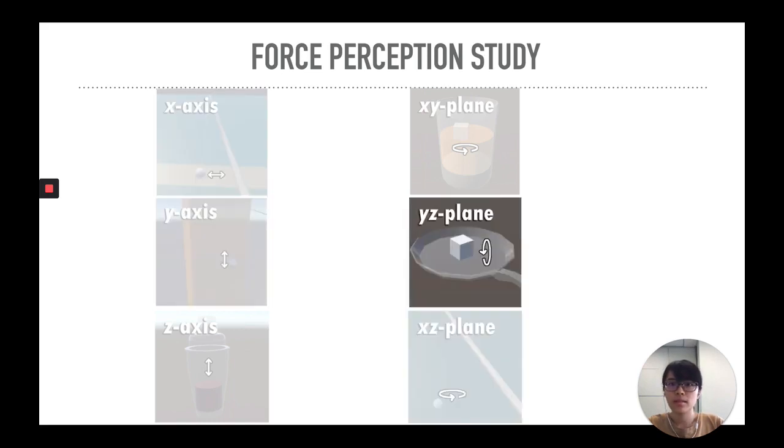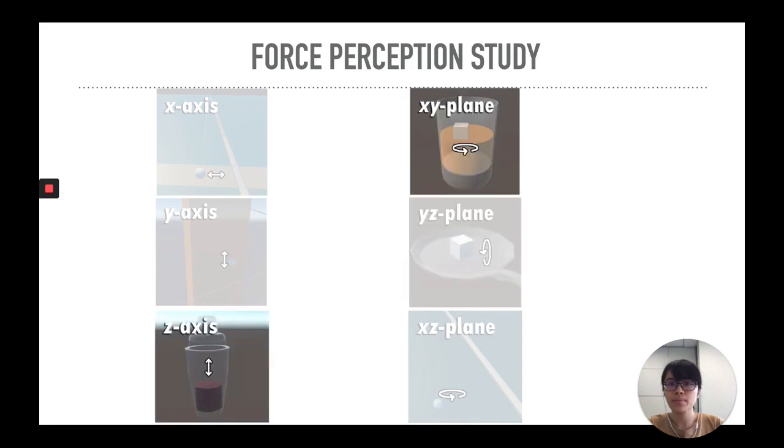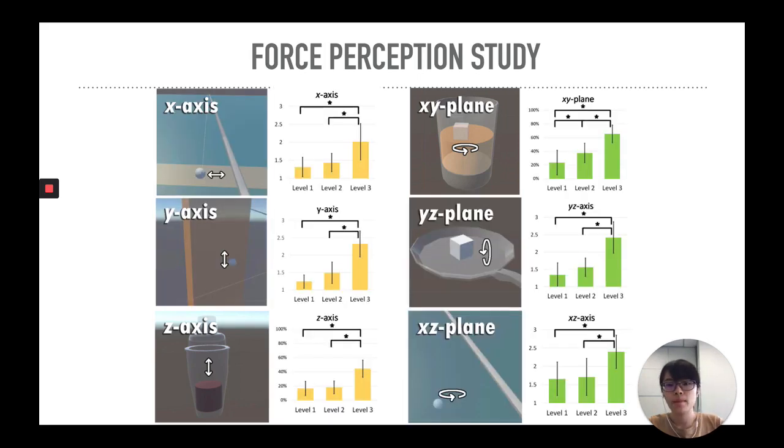In the YZ task, a cube was in a pen-like object. By flipping the cube in the YZ plane, they could adjust the cube size for the best matching scale. In the Z and XY tasks, the participants shook the bottle along the axis and swirled the glass on the XY plane, then adjusted a liquid amount by percentage of full container to match the perceived oscillation force feedback.